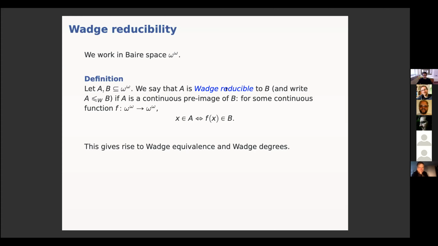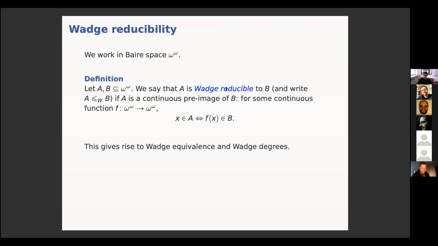For two sets in Baire space, we say that A is reducible to B if A is a continuous preimage of B. For computability theorists, the way that you should be thinking about it is a kind of real version of many-one reducibility. This is exactly like many-one reducibility, except that instead of sets of numbers, we're talking about sets of elements of Baire space, sometimes called reals. And instead of computable functions, we look at continuous functions. But just like many-one reducibility, this is obviously a transitive relation. So it's a pre-partial ordering.